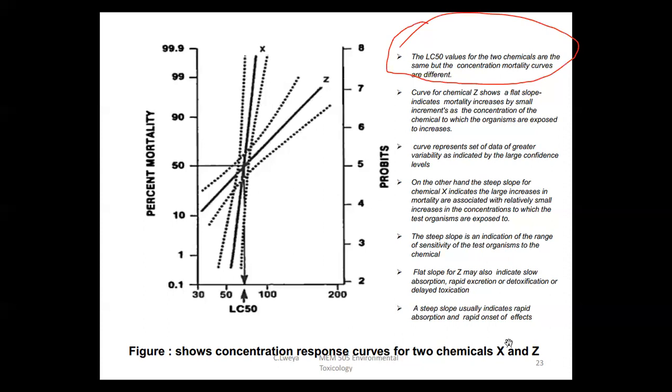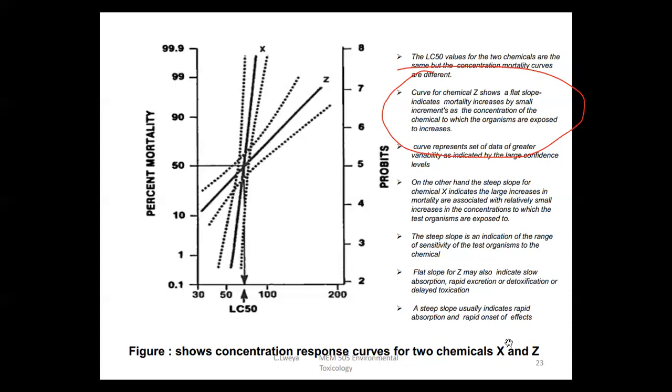The values are the same. The LC50, what do they mean? They're saying the amount of dose that is given at that time here to bring about 50% of the population dying is the same, but the concentration mortality curves is different. Away from that, it brings about different values. Look at it later. Then the other point here says curve for chemical Z shows a flat slope, indicating mortality increases by a small increase as the concentration of the chemical to which the organisms are exposed.